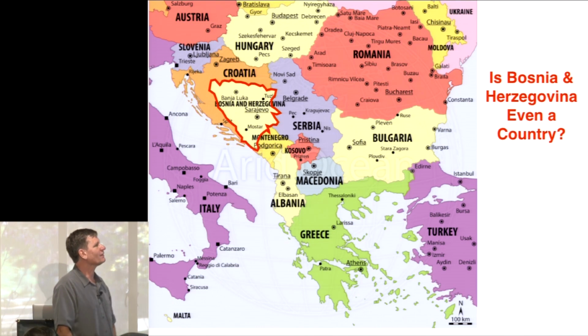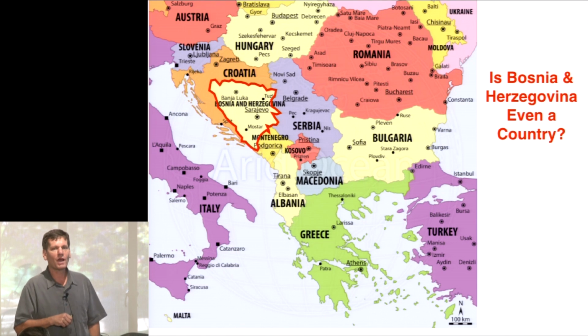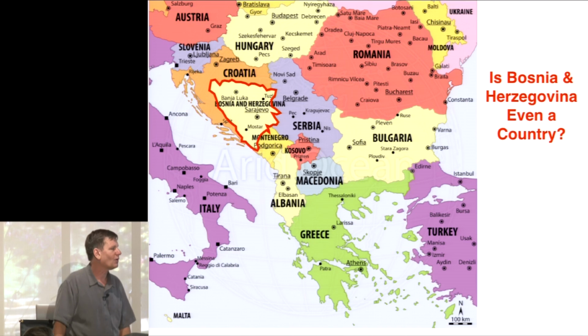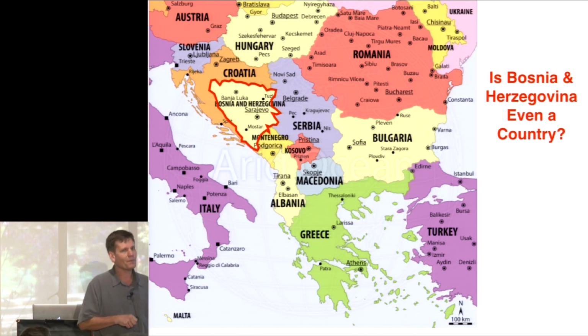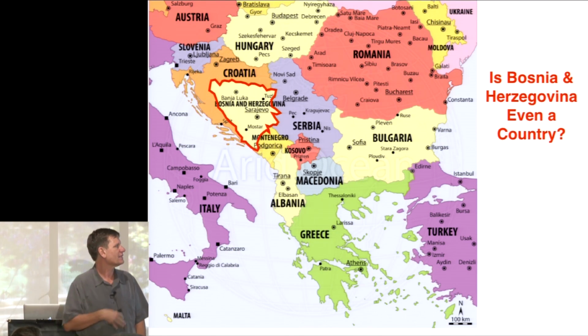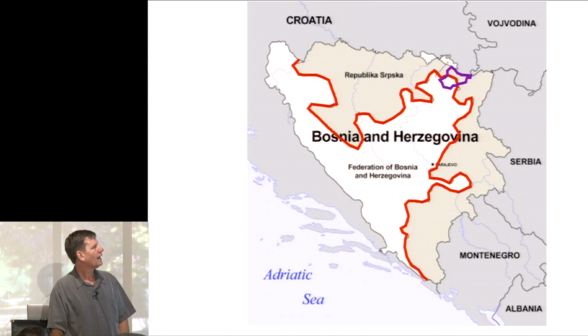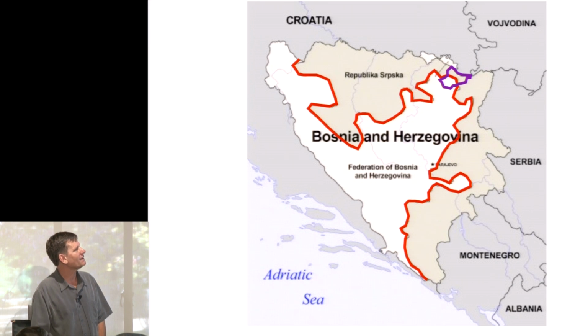Is Bosnia and Herzegovina a country? I mentioned it. So this is one of the states that emerged with the breakup of Yugoslavia. Again, that came at the end of the Cold War, 1991. All of our maps show it. It's a member of the United Nations. We see it, but boy, it does not function as a country. Let me just show you sort of the way it's divided.